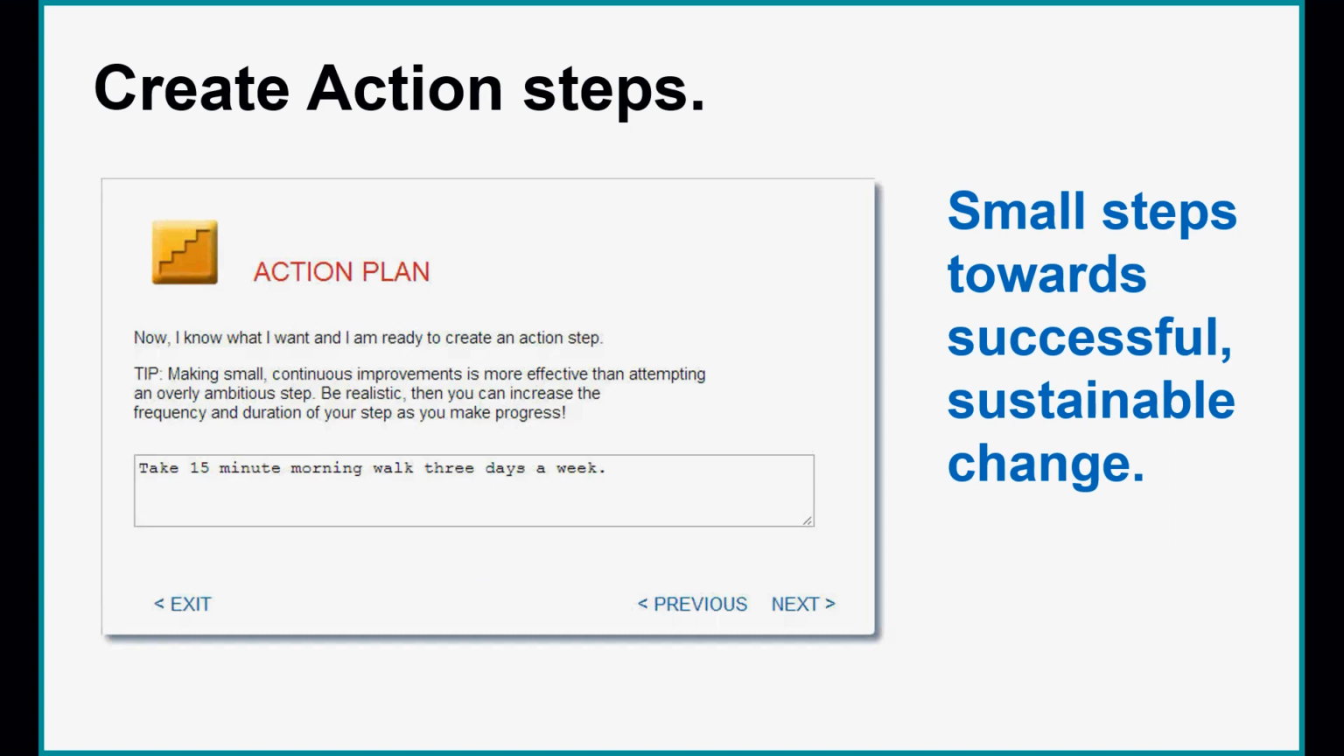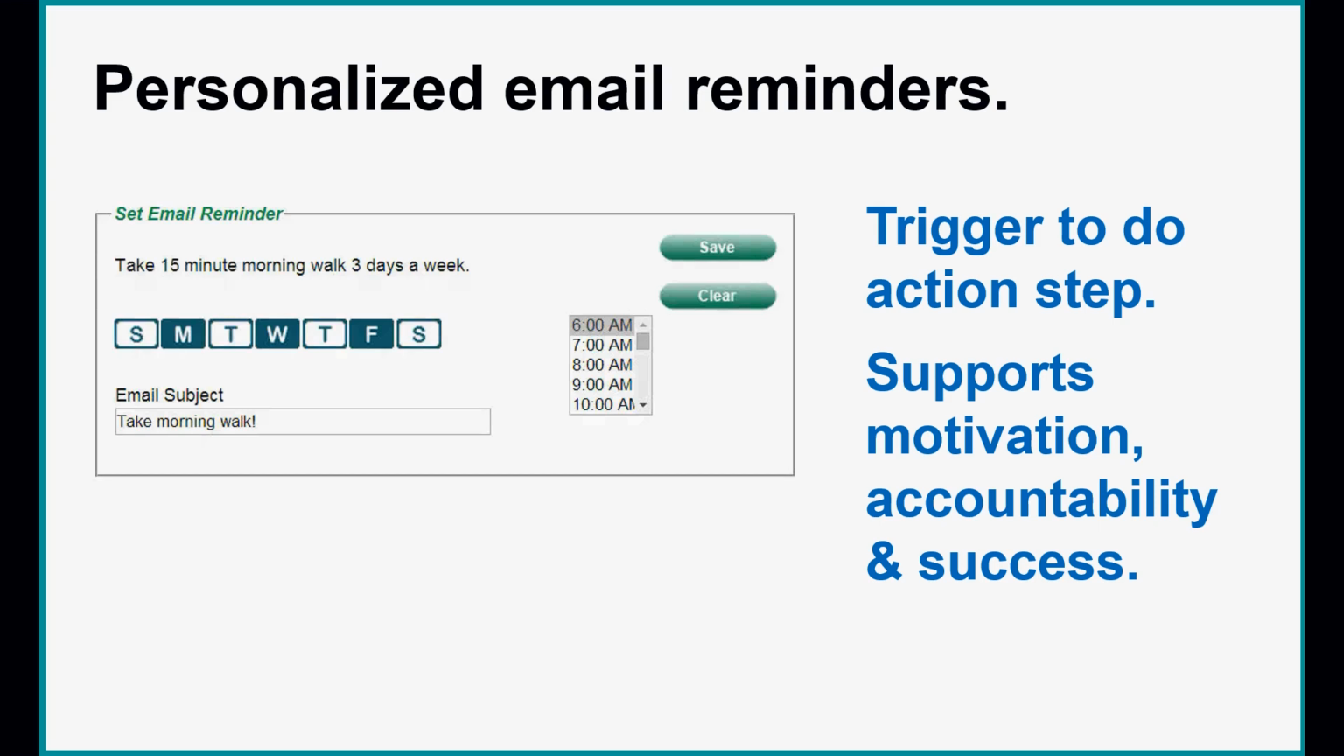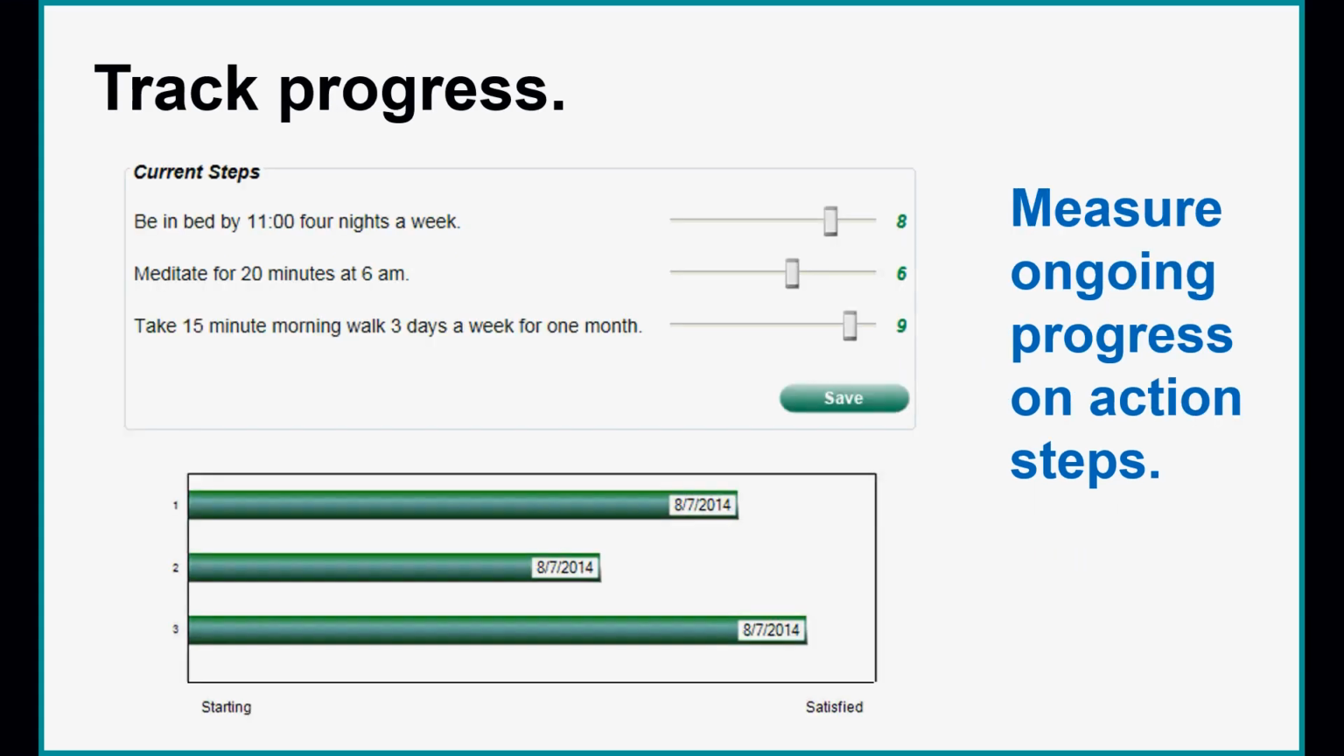Take a 15-minute morning walk 3 days a week, for someone who is finding that the stress of their life has shifted their patterns, and they're not getting much physical activity right now, and they want to do something incremental, a small step to get them started. Then they can create a personal email reminder: Monday, Wednesday, and Friday at 6 a.m., I'm going to get an email saying take morning walk. This is a trigger to the action step and supports motivation, accountability, and success.